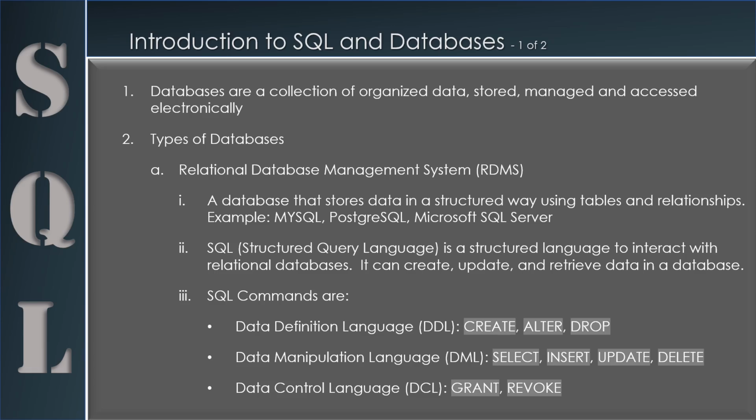SQL, which is known as Structured Query Language, is a structured language used to interact with relational databases. SQL can create, update, and retrieve data in a database. There are three types of SQL commands. First, we have the data definition language, which includes create, alter, and drop. Create command is used to create a new table or database. Alter command is used to modify an existing table or database, and drop command is used to delete a table or a database.